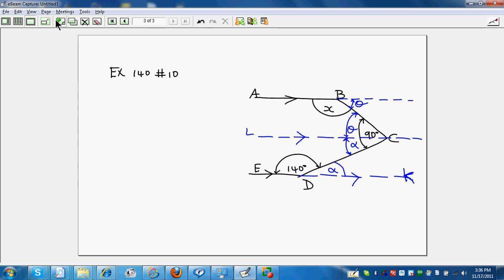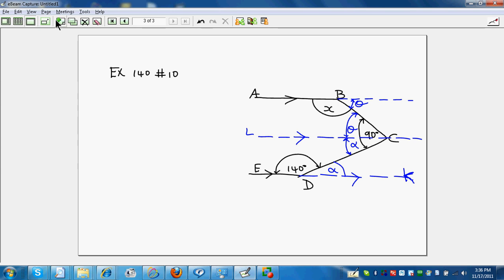Because if we know this is 140, we could find alpha by subtracting 140 from 180. Once you get alpha, you know alpha and alpha are alternate. Then we subtract it from 90 to get theta. And then we know alternate again. So we know what this is, and therefore we could find the angle x. Okay, so let me start writing down some items here so we could follow.